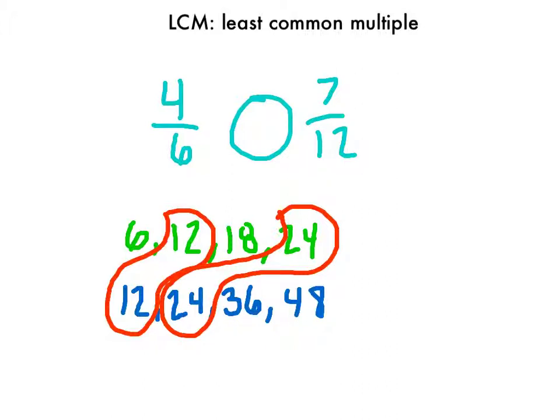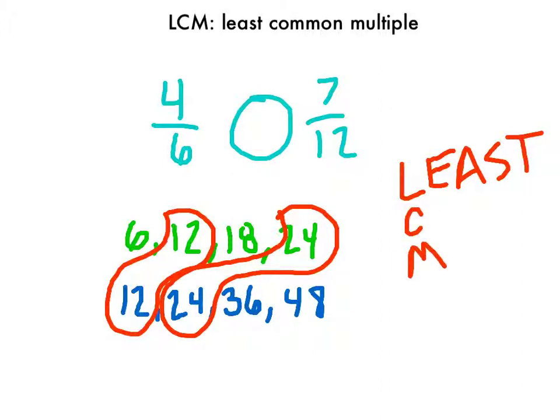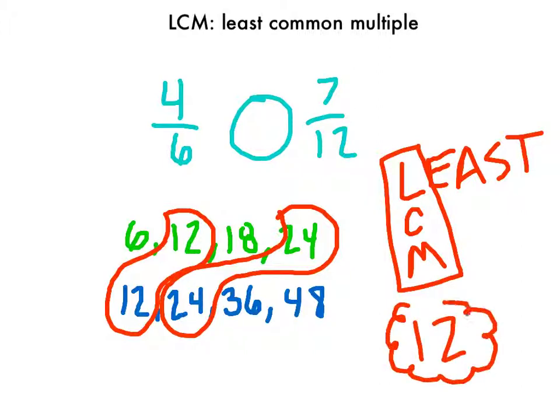So we know that 12 and 24 are common multiples, but we're looking for the, say it with me, least common multiple. So the least common multiple, or LCM, would be what? 12. Because 12 is less than 24. Very good. So 12 is the number that we want to make our least common multiple. Make sense so far? Mm-hmm. All right.